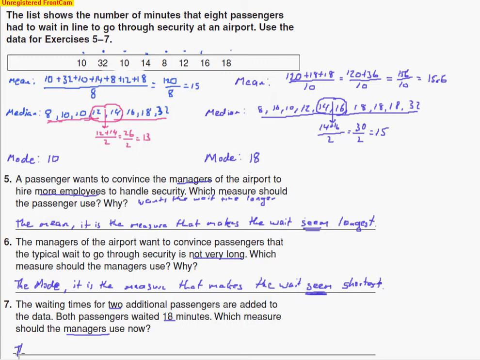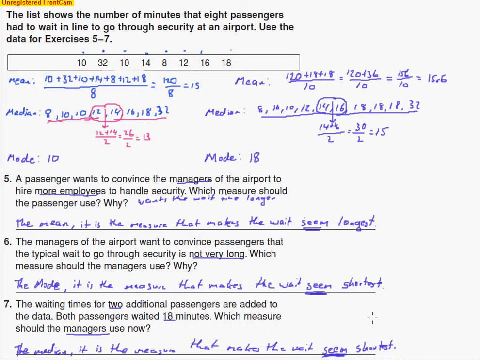So we'd say the median, and the reason why we'd use the median is that it is the measure that makes the wait seem shortest. And again, I'm going to emphasize the word seem because that's what you're trying to do. You're trying to persuade somebody. Seem shortest.